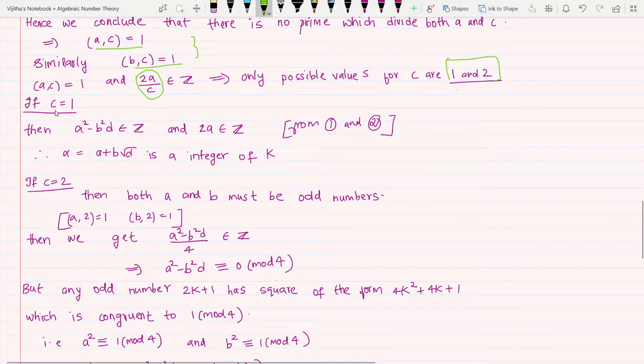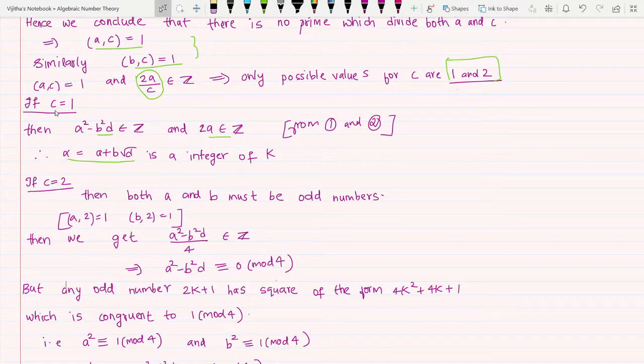From equation 1 and 2 we get A square minus B square D. So C is 1, so A square minus B square D is an element of Z. And from equation 2 we have 2A is an element of Z. So this means that alpha becomes A plus B root D, so the coefficients are in Z. So it means that alpha is an algebraic integer. So if C is 1, alpha is of the form A plus B root D.